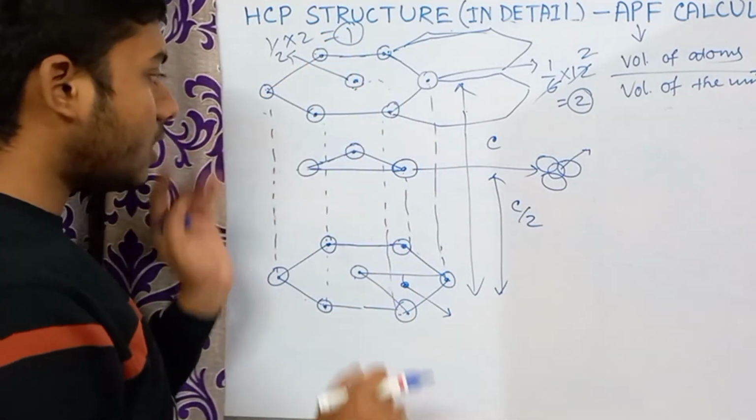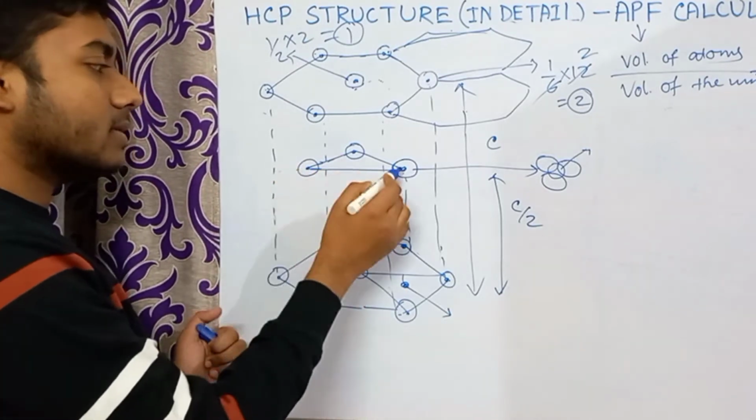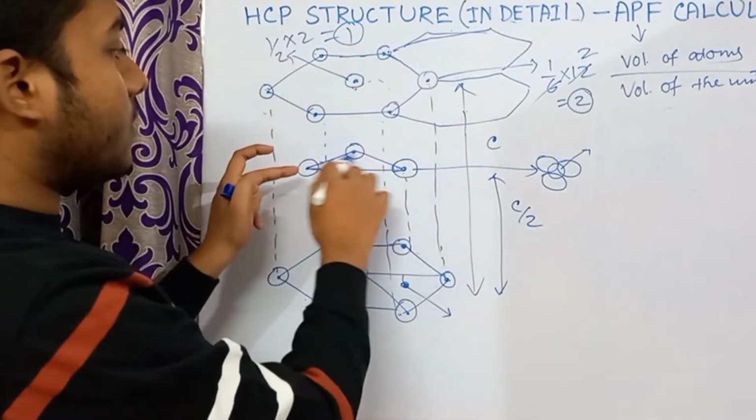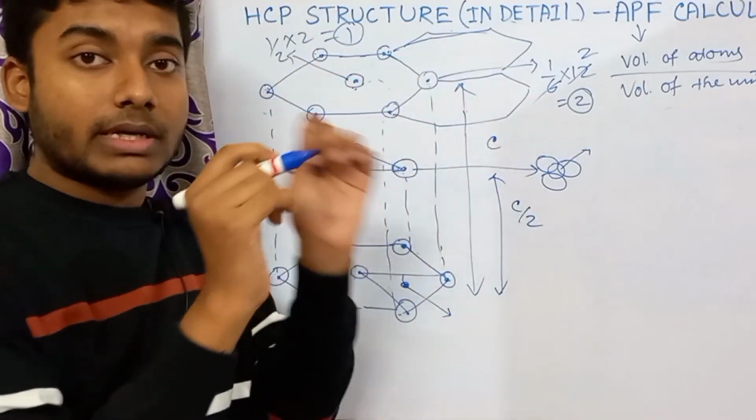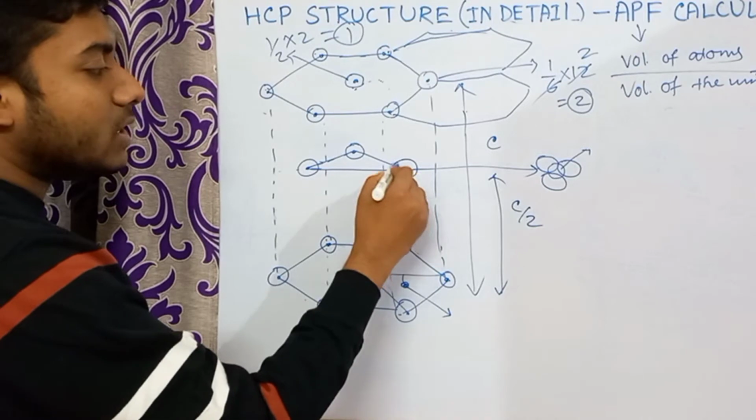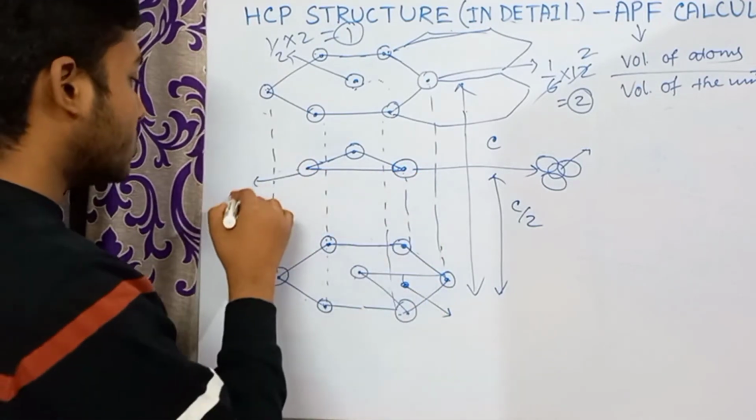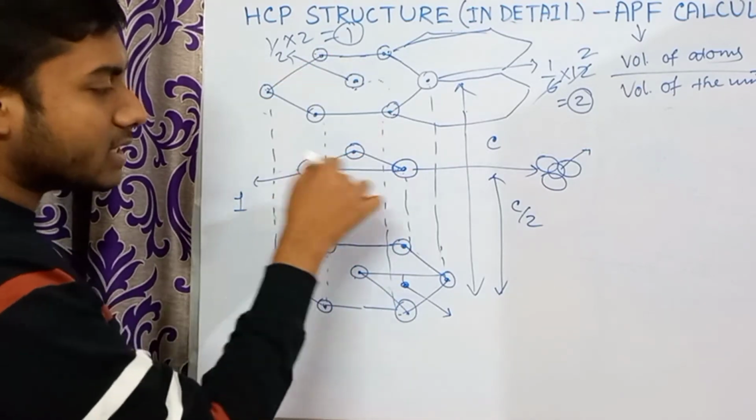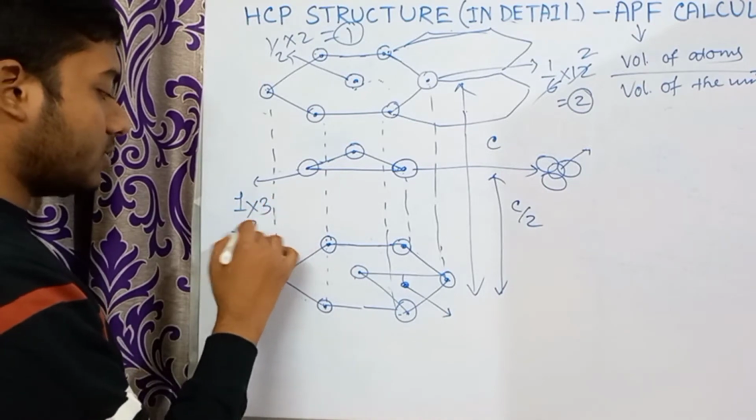Now another type of atoms is there, and that is this. But you can easily understand that this type of atoms are inside this unit cell. So the contribution of each of these atoms is 1 because it is inside this unit cell. Okay, so the contribution is 1, and the number of atoms of this type in a unit cell is what? 3. So the total contribution is 3.